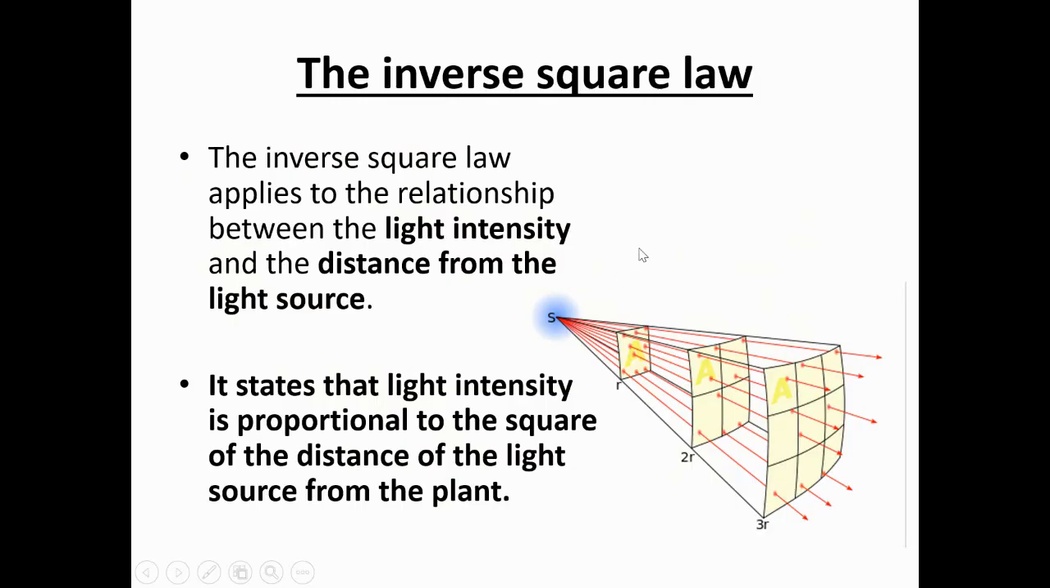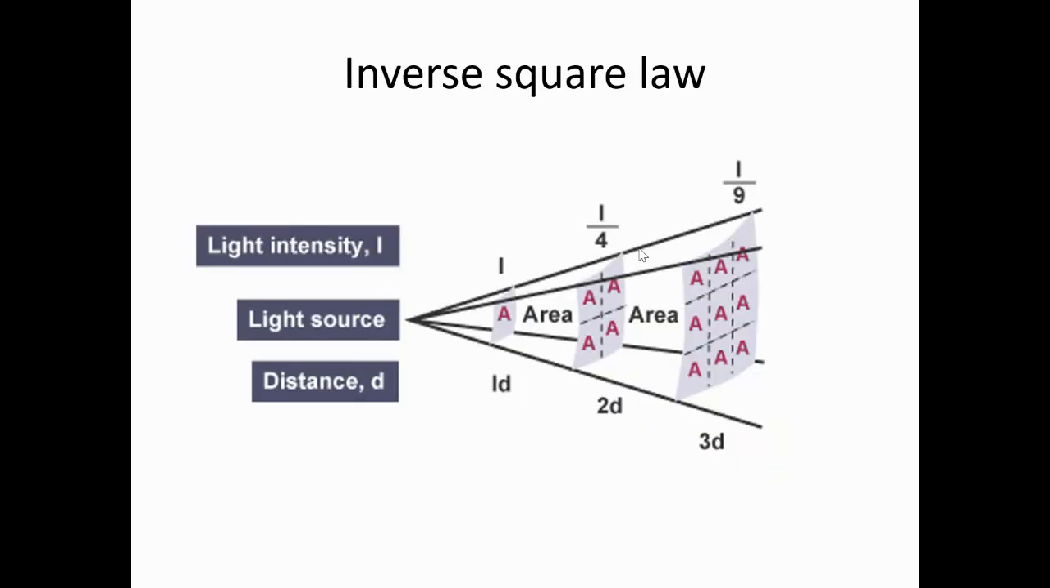So, the inverse square law applies to the relationship between light intensity and the distance from the light source. It states that light intensity is proportional to the square of the distance of the light source from the plant. So what does that mean? Well, as you increase the distance, so that's 1d, one distance, 2d is twice the distance, and 3d is 3 times the distance. But notice what happens to the area.